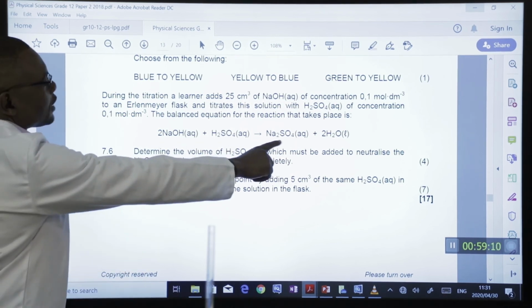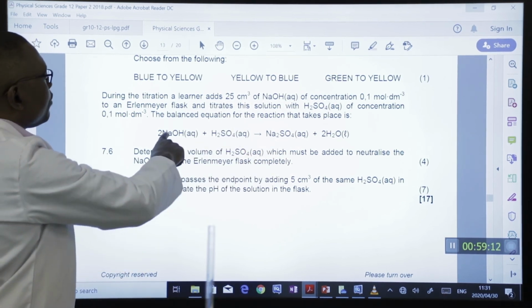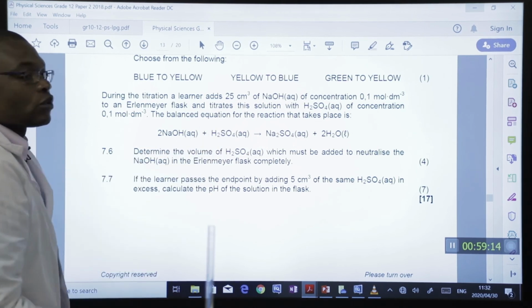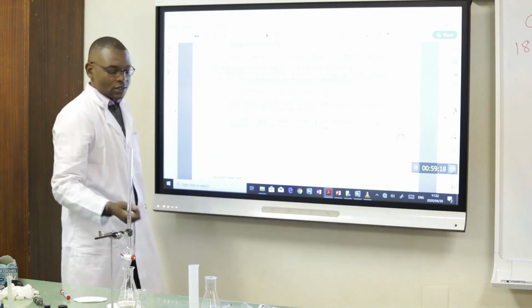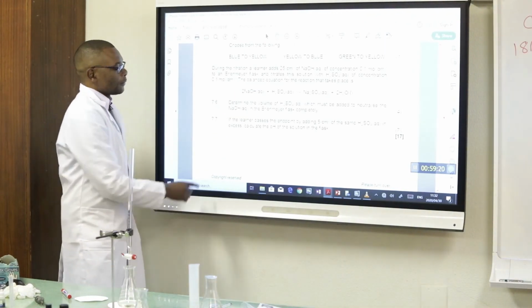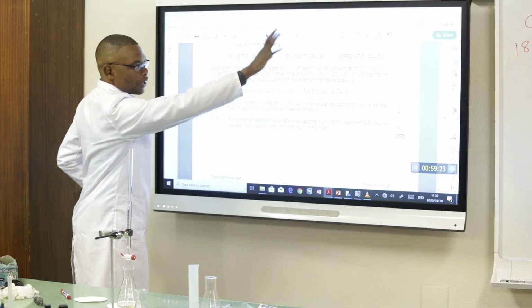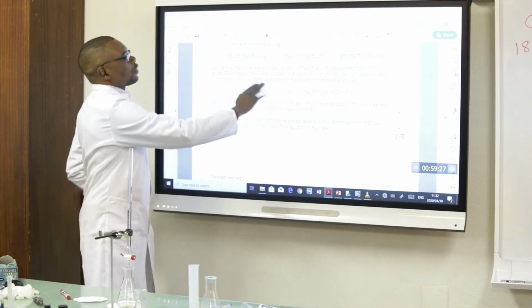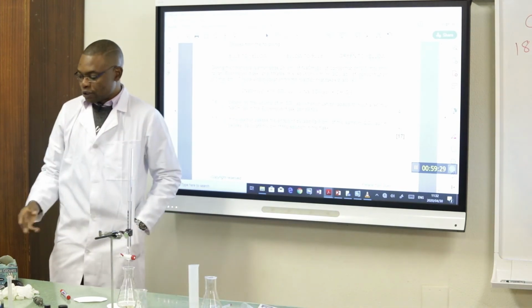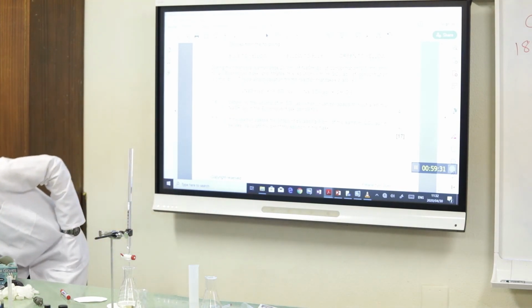So from this we are saying, if 2 moles of this reacts with 1 mole of sulfuric acid, so if we are to put 25 mils in there, that means we need 12.5. Okay, so for 4 marks, I determined it using the experiment, but you are expected to determine it using calculations.